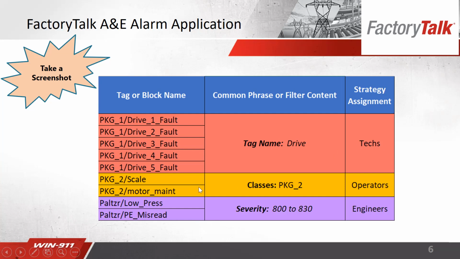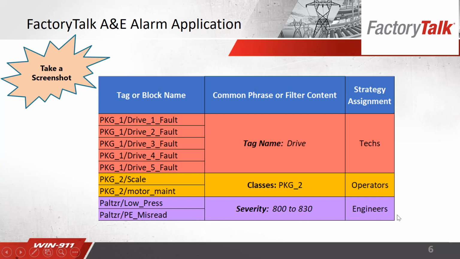Next, these alarms here, I would like to notify the operators. So scale fault or motor requires maintenance. These alarms are assigned in my FactoryTalk to have a packaging 2 class. These alarms I'll point over to my operator. The final alarms are low pressure or a photo eye misread. These have a certain severity of 800, 830, and I will bring these alarms over to our engineer strategy. So our engineers will be called out.